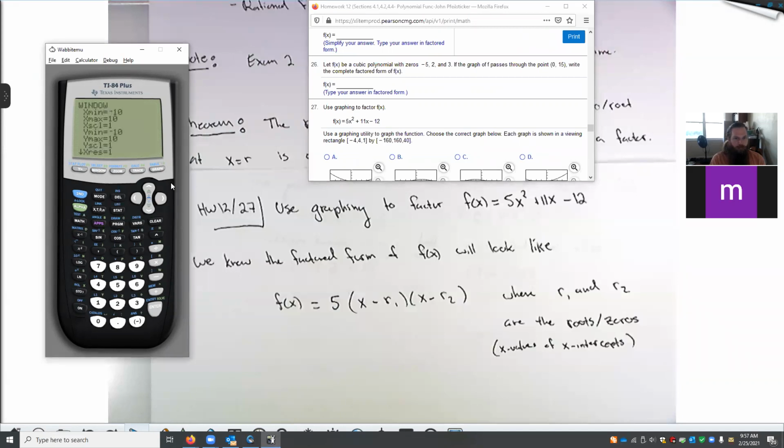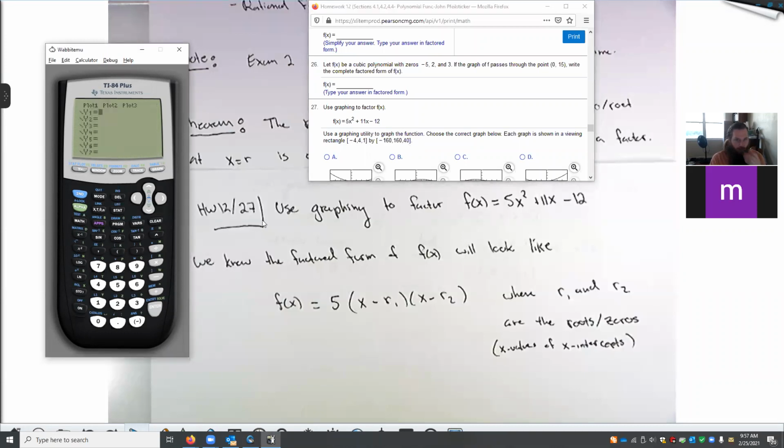I'm going to go to Window. X min says should be -4. X max says should be +4. And the x scale, they want us to leave it at 1. The y min, they want that to be -160. The y max, they want that to be +160. And the y scale, they want me to set that to 40. All right. So this is what they mean by these window settings: X min, X max, X scale, Y min, Y max, Y scale.